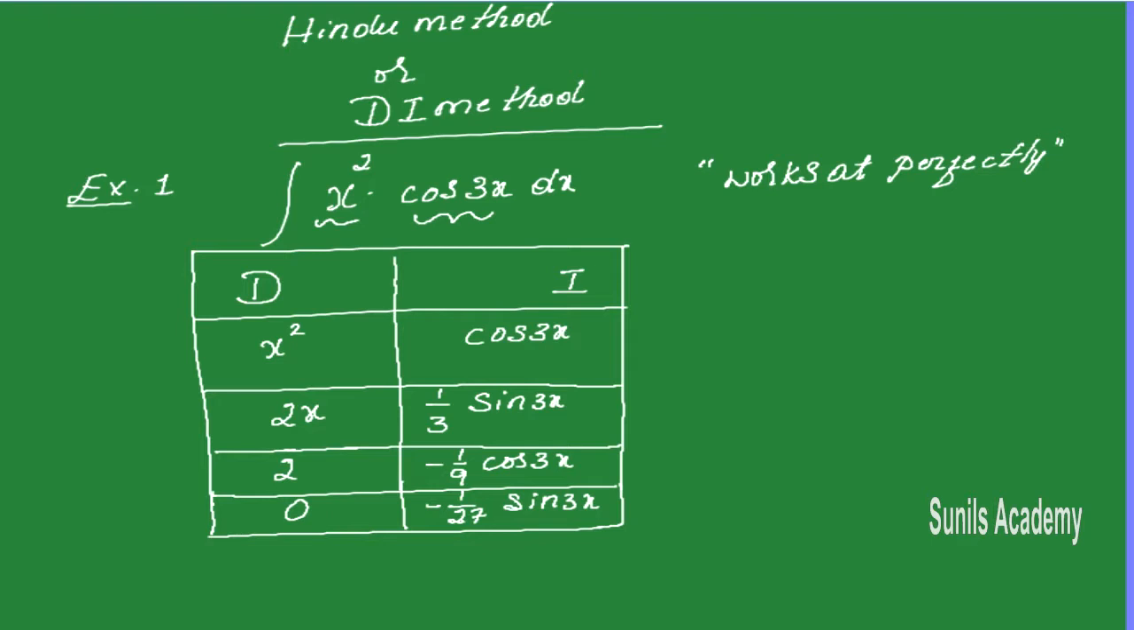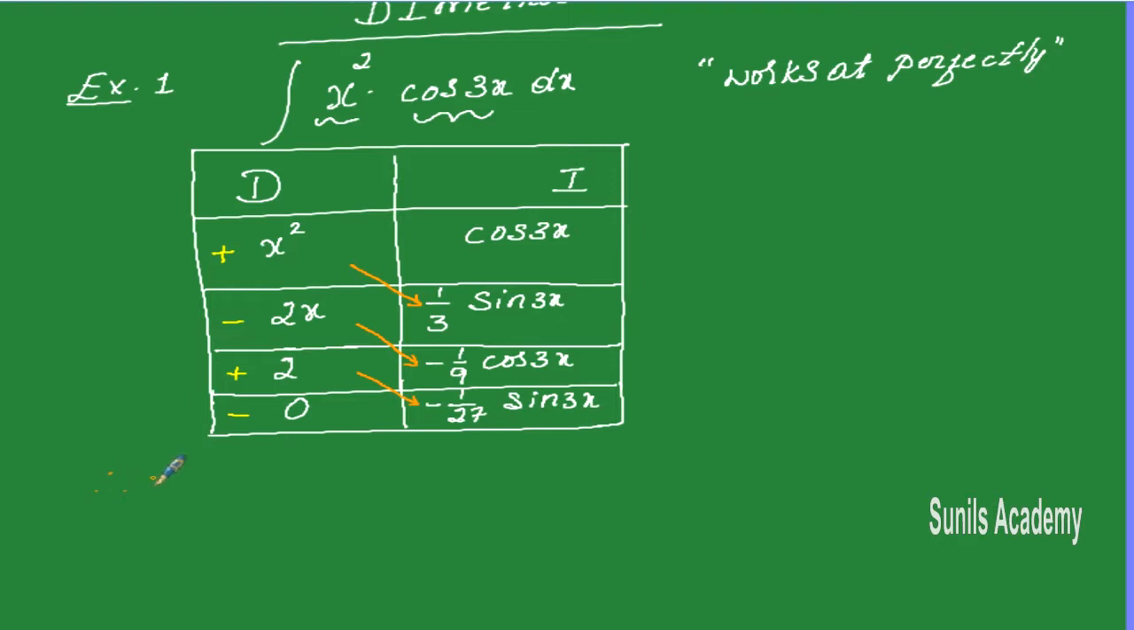Then we have to mark the diagonals. Before that, you have to write the sign convention. This is plus, this is minus, this is plus, this is minus. Then I mark the diagonals, and these two I have to consider, these two, and these two. Okay students, then you have to consider the integral. Therefore the integral is what?